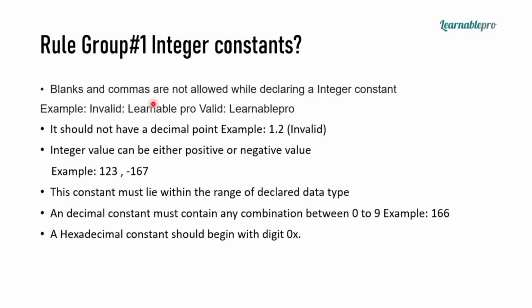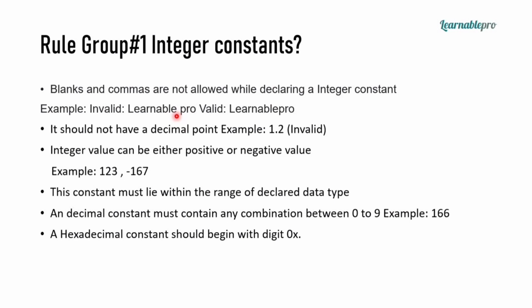As you can see on the screen, this is an invalid declaration of an integer constant. There shouldn't be any blank space in between the numerics or alphabets which we are declaring as an integer constant. In our case, when we take the example of Learnablepro, Learnable and Pro should be together. It should not have any blank space in between the alphabets.